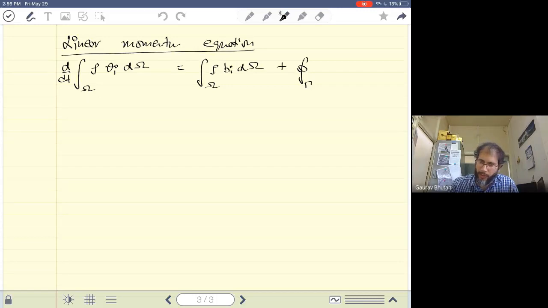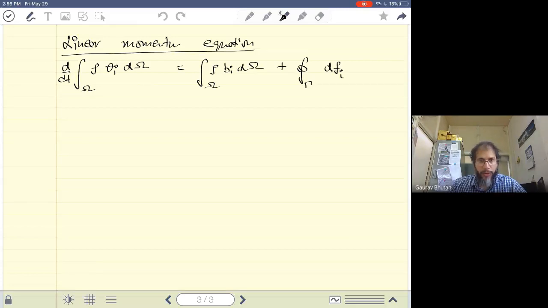And this is simply an integral over gamma. So dFi is the small amount of surface force acting on a surface element d gamma. Earlier we had written this dFi as the product of traction vector t and d gamma, but we are not doing that right now. We are just keeping it dFi.